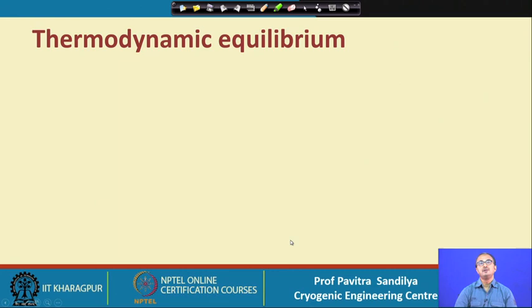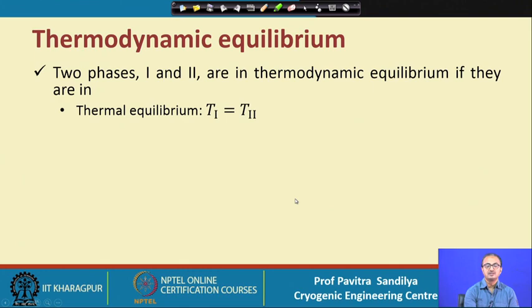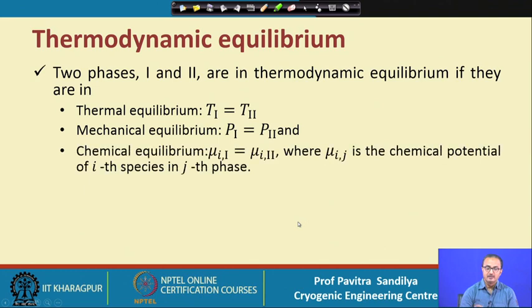Now, let us first understand what we mean by thermodynamic equilibrium. Suppose there are two phases, 1 and 2, and they are said to be at thermodynamic equilibrium if they satisfy the following conditions. First is thermal equilibrium. That means the temperature of phase 1 must be equal to the temperature of phase 2. Second, we have mechanical equilibrium. That means the pressure in phase 1 must be equal to the pressure in phase 2. And thirdly, we have chemical equilibrium, in which there is one parameter called the chemical potential of the ith species in the jth phase. Here, mu i1, the chemical potential of the ith species in phase 1, must be equal to the chemical potential of the same ith species in phase 2.